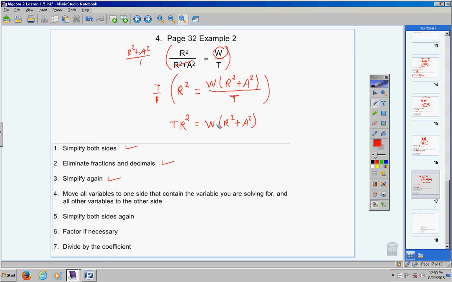Isn't w multiplying by this? Isn't that accurate? Isn't w being multiplied times this? Sure it is. So could I not just divide both sides by r squared plus a squared and be done with it? I mean, learn to think ahead, guys. These steps are here to help you. But also you can think outside the box sometimes.